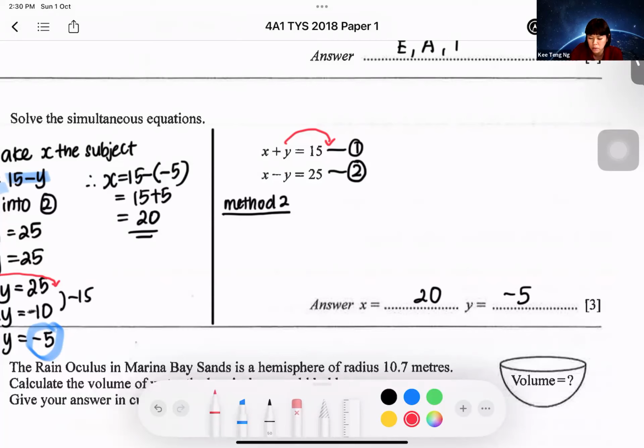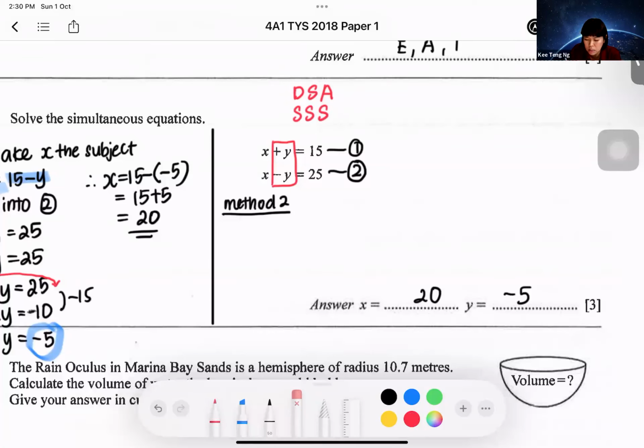I'm going to look at the units for y. So I'm going to try to make the units for y the same and then make it disappear. Both of them are the same number of units, just that the sign is different. So when we have different sign, we add them together. Same sign, we subtract. What do you mean by same sign?